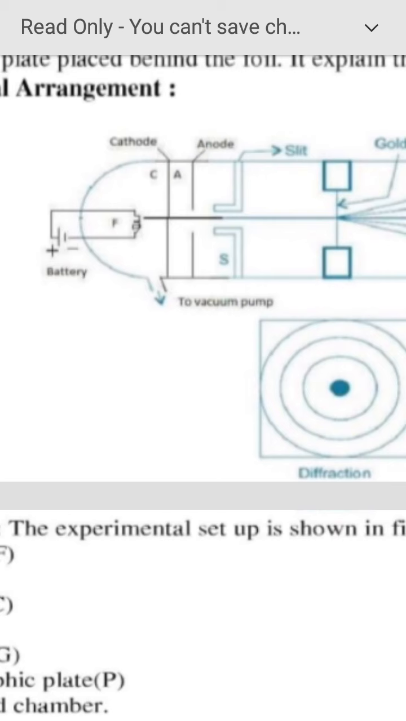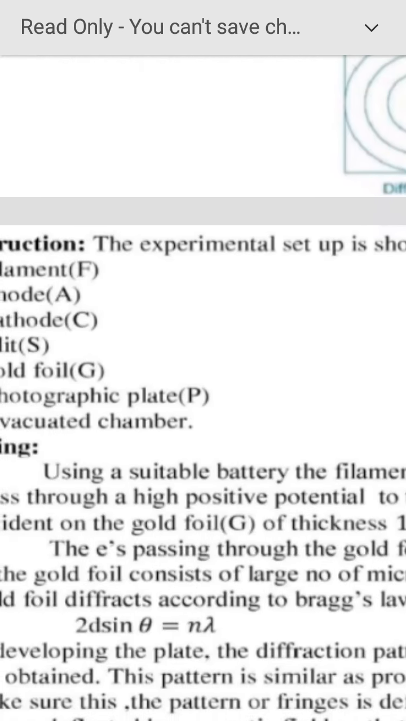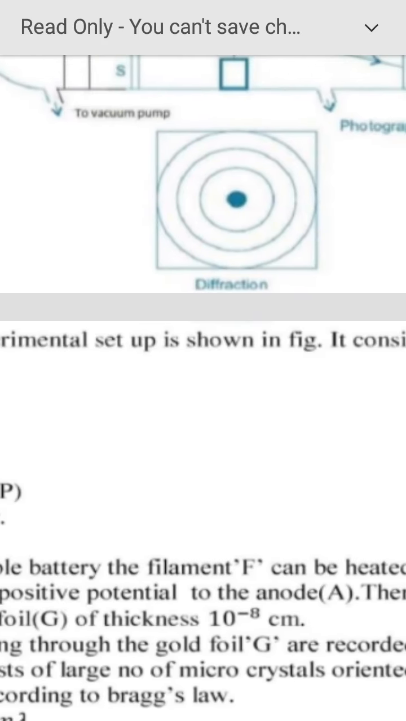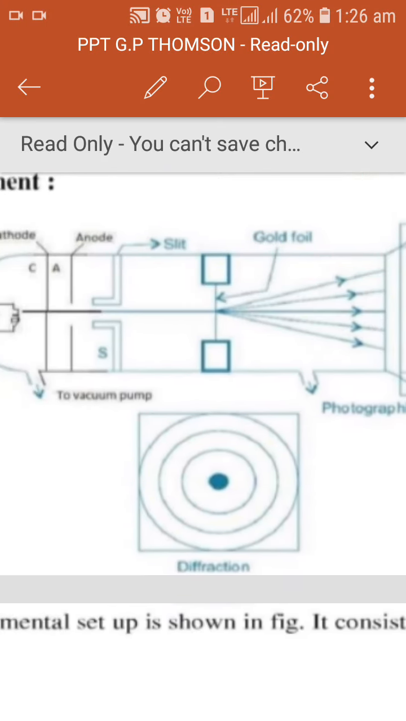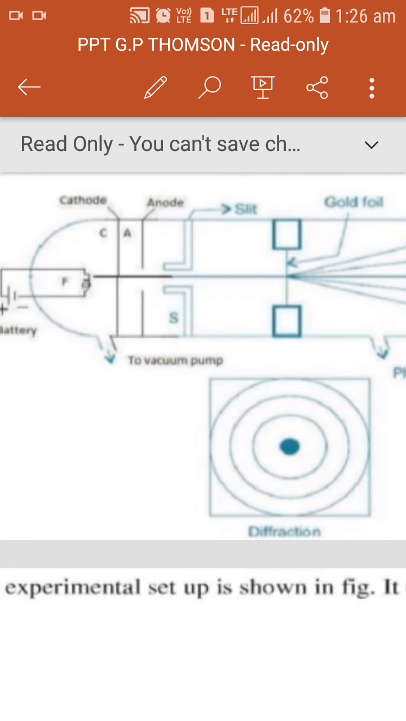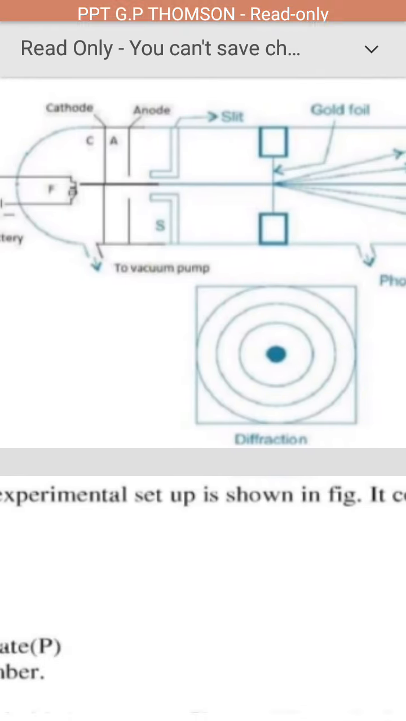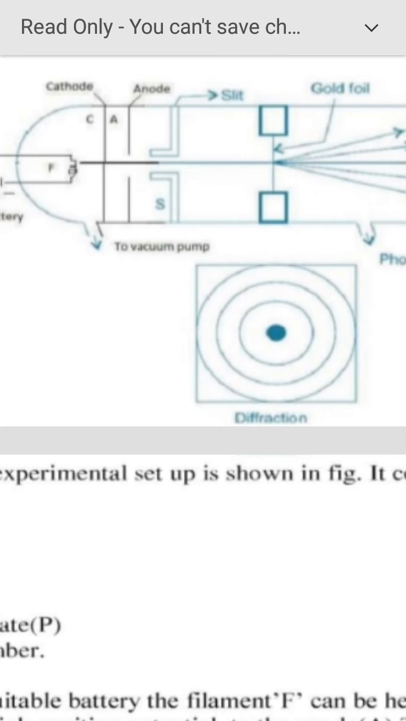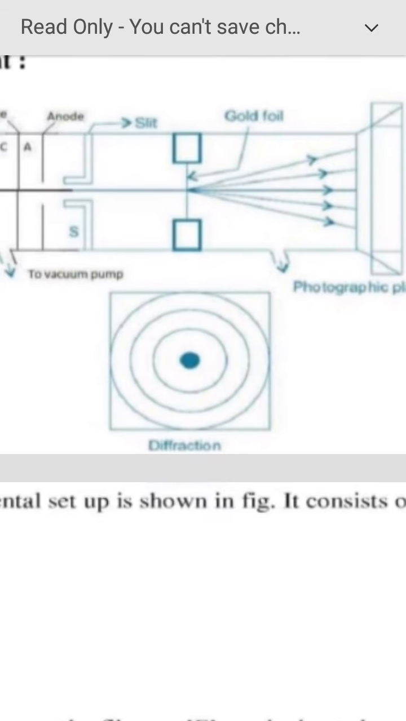Now the fast moving electrons are produced from the filament and they pass through the high positive potential of anode A. Generally the cathode and anode are maintained at a high potential difference of 10,000 volts to 50,000 volts. The electrons produced from the filament pass through the anode, which is in the form of a slit, and are incident on the thin foil of gold.